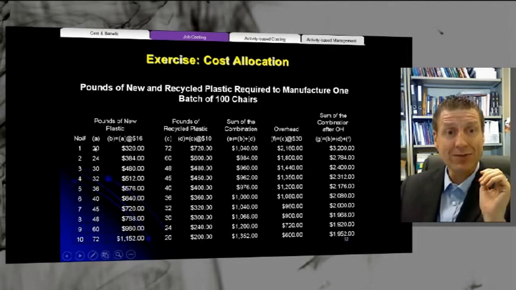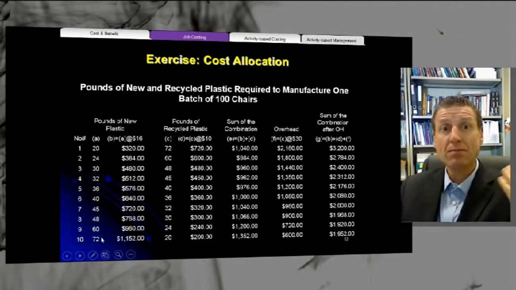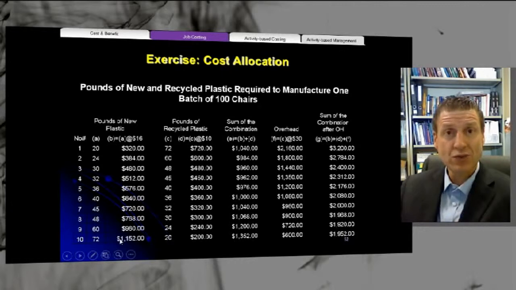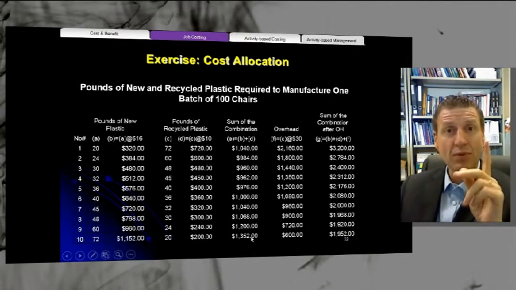If we go down to combination 10, where we're using more new plastic and very little recycled plastic, notice the overhead goes down to 600. Very interesting, isn't it? Maybe because new plastic is easy to work with. There are fewer rejects. There's less cleaning involved. And so you probably think, maybe we should choose number 10. But we're not finished there.